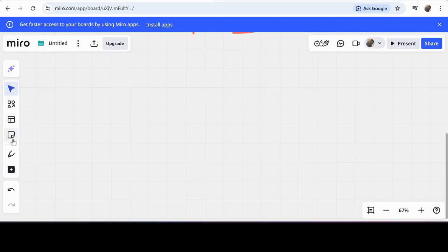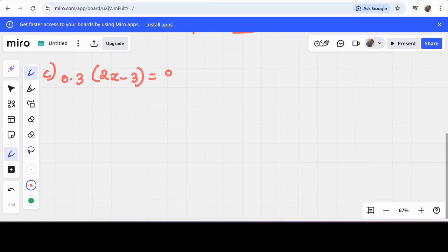Question number 3, which is C. 0.3 into (2x minus 3) is equal to 0.4x plus 1.1. Here the only difference I can see is what? Decimal. We have decimal numbers.